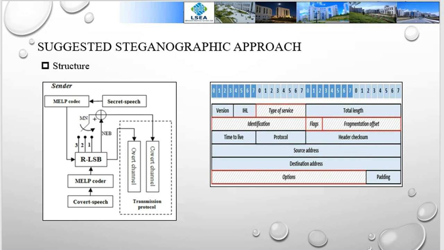The covert channel can be created in the transmission protocol. The right picture illustrates the possibility of creating a covert channel. We can see clearly the fields highlighted in red that can be used for covert communication, such as type of service, identification field, flags, fragmentation offset, and optional fields.